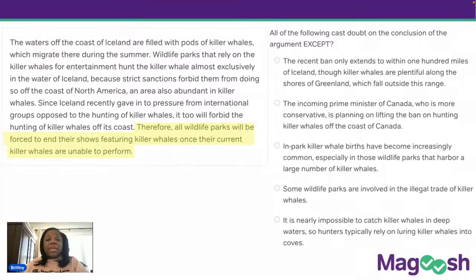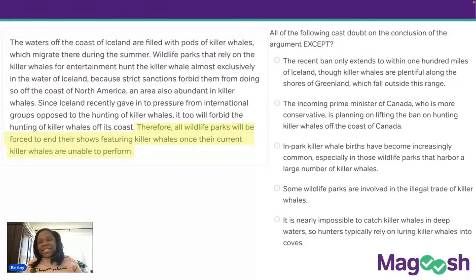All right, so this means, maybe through illegal trade, we can get additional killer whales. Again, hopefully you guys are seeing the trend here. That's going to weaken our argument that we're going to have to end our performance, right? That we're not going to have a source of killer whales. This gives us an option for another source. So it doesn't work.